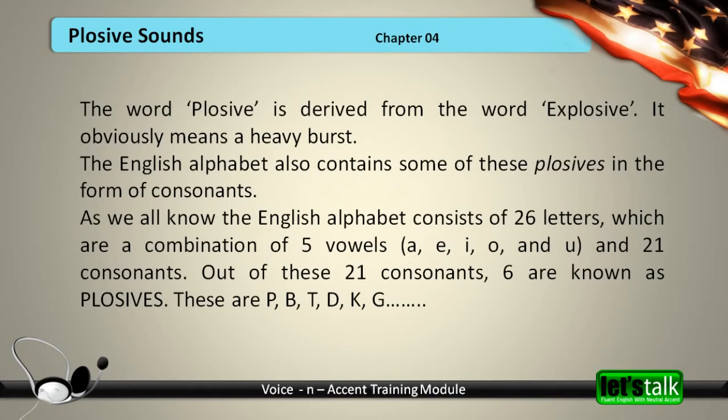The word plosive is derived from the word explosive. It obviously means a heavy burst. The English alphabet also contains some of these plosives, in the form of consonants. As we all know, the English alphabet consists of 26 letters, which are a combination of 5 vowels, that is, A, E, I, O, U, and 21 consonants. Out of these 21 consonants, 6 are known as plosives. These are P, B, T, D, K, and G.